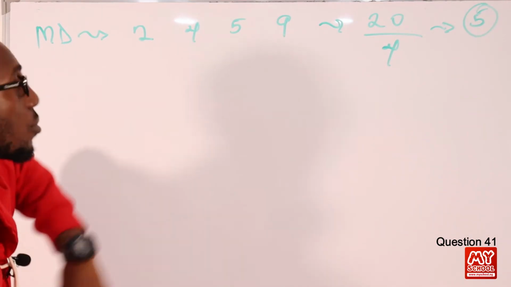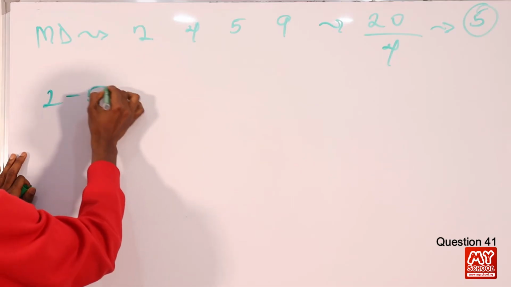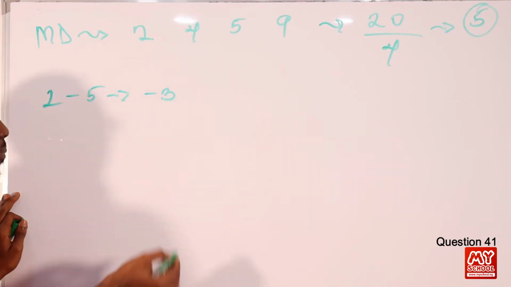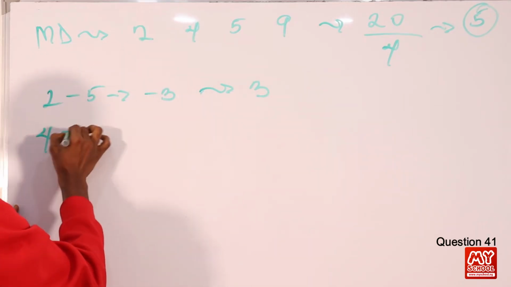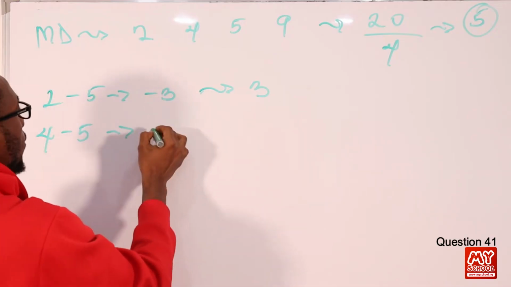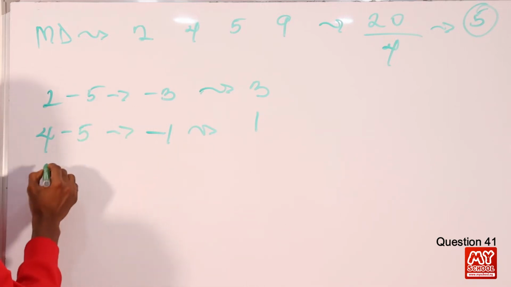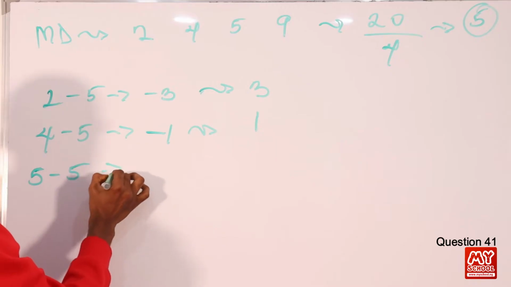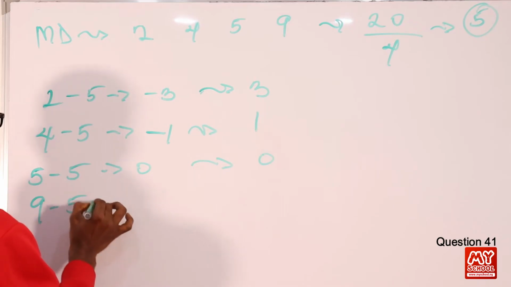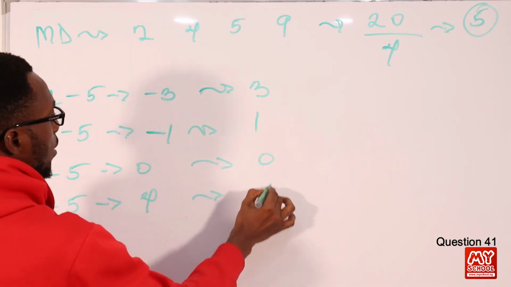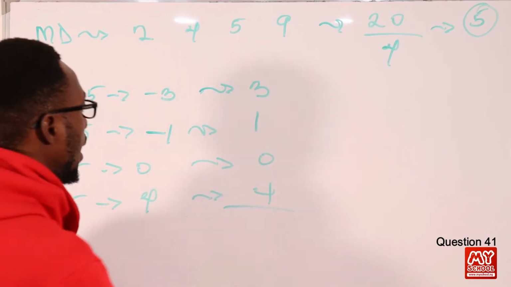Okay, so for us to be able to work around this, since that is your mean, I have 2, the first one, minus 5, that is actually minus 3. But if you want to put it properly, you can make it 3. Then I have the next one, that is 4 minus your mean that you've gotten. 4 minus 5, that is minus 1. If you process it, that is actually 1. Okay, so neglecting the signs, right? So I have the next one, which is 5 minus 5, that is 0, that's still 0. Okay, then I have 9 minus 5, that is 4. And if you process, that is 4. So 3 plus 1, that is 4. Plus 0, that is 4. Plus 4, that is 8.